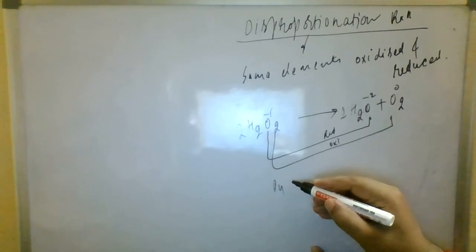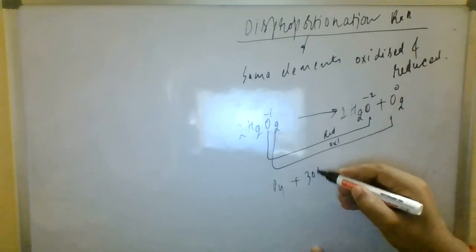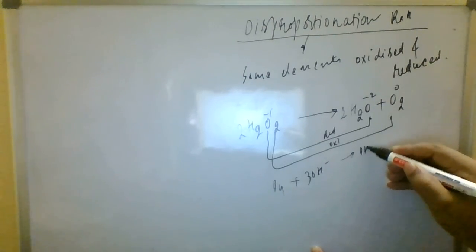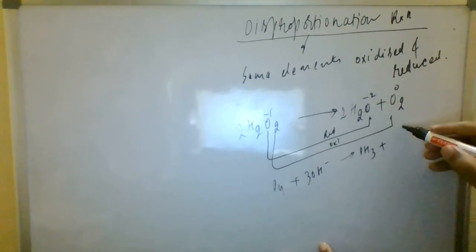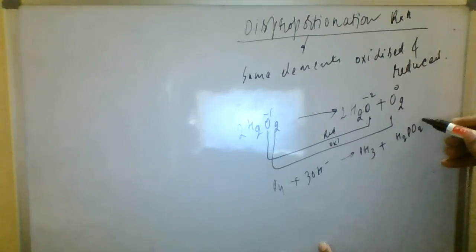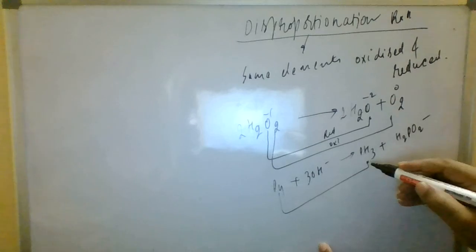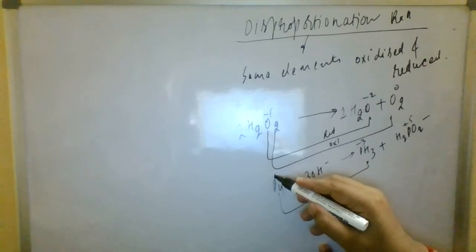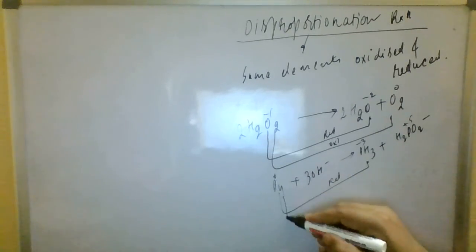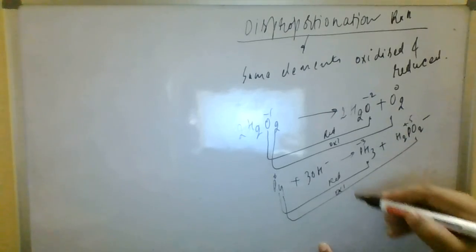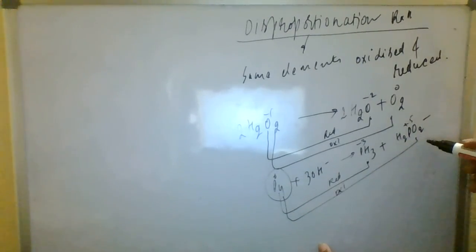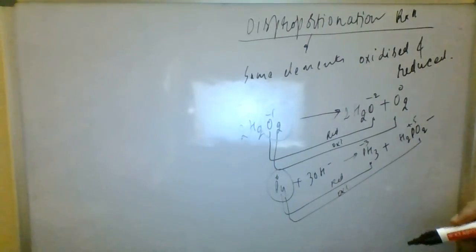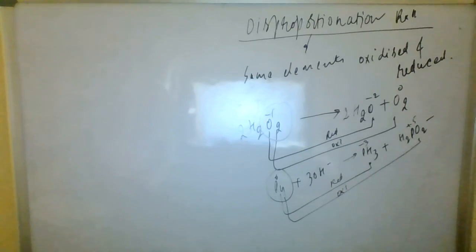Suppose phosphorus is there. White phosphorus reacts with a base. It gives phosphine PH3 plus H2PO2 minus. Here phosphorus is 0, here it is minus 3, and here it is plus 1. 0 to minus 3 is the reduction, but 0 to plus 1 is the oxidation. The same element phosphorus is oxidizing and reducing, so this is disproportionation. In the H2O2 example, the same element oxygen is oxidizing and reducing, so that is also a disproportionation reaction.